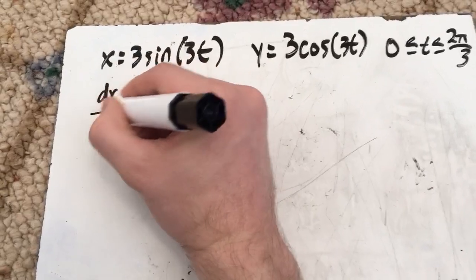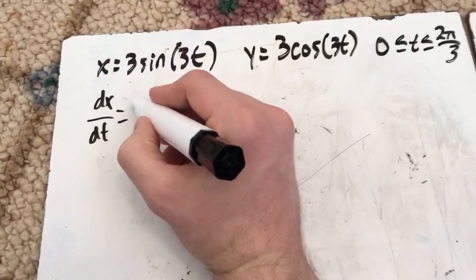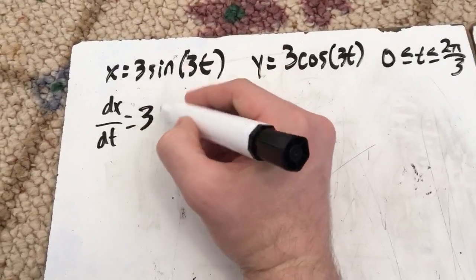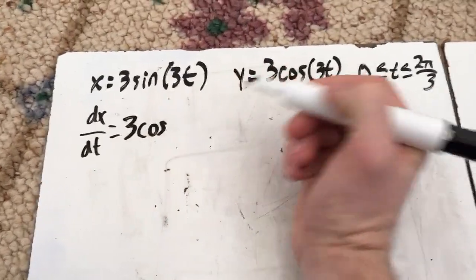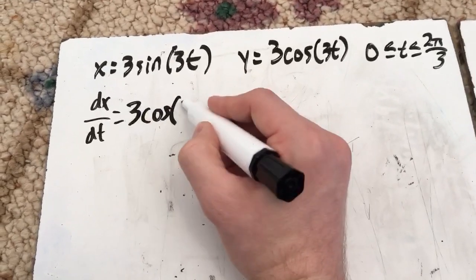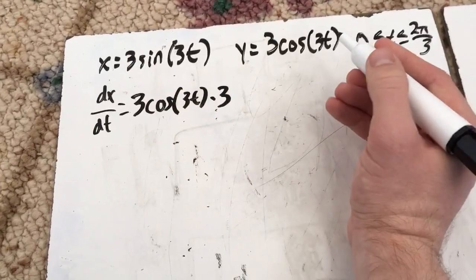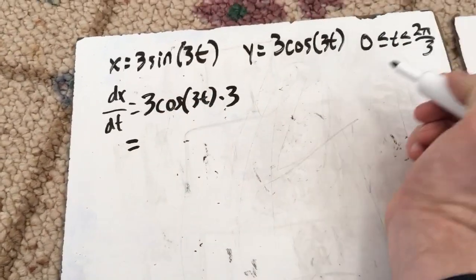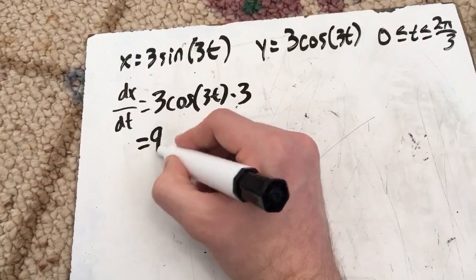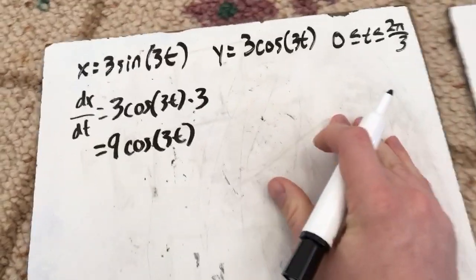The derivative of x with respect to t is going to be, I'll keep the coefficient 3. The derivative of sine is cosine, but we always got to be on the lookout for a chain rule and all our derivative rules. It's the cosine of 3t, but then times the derivative of the inside, so that's times another 3. That means our dx/dt is really 9 cosine of 3t.